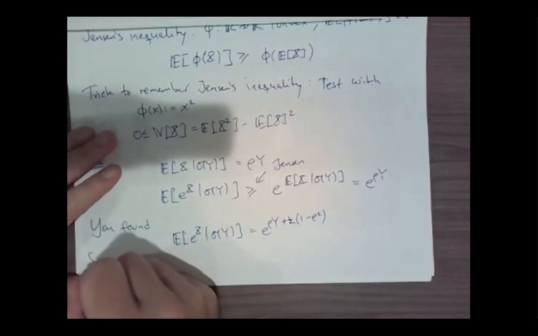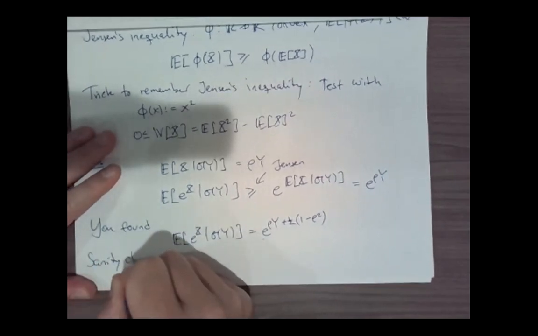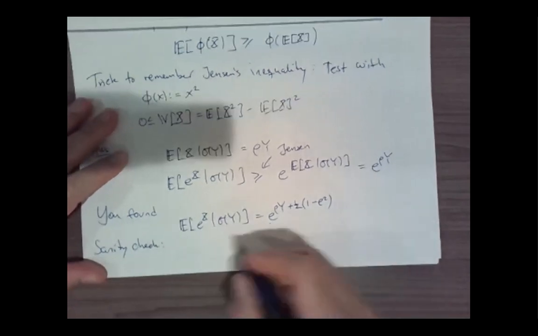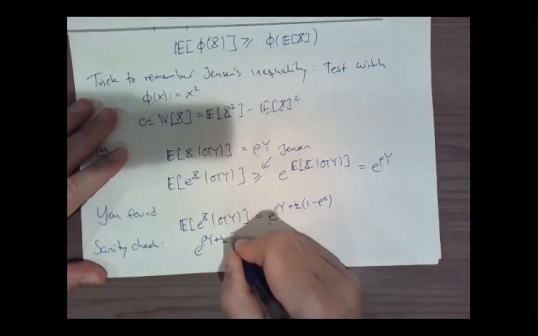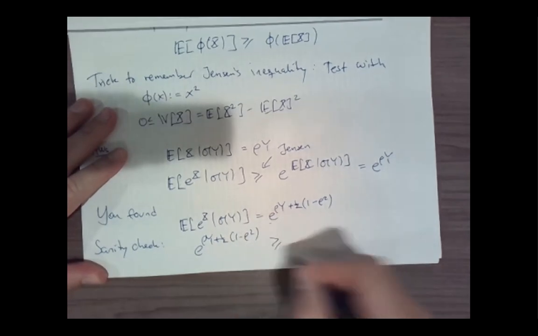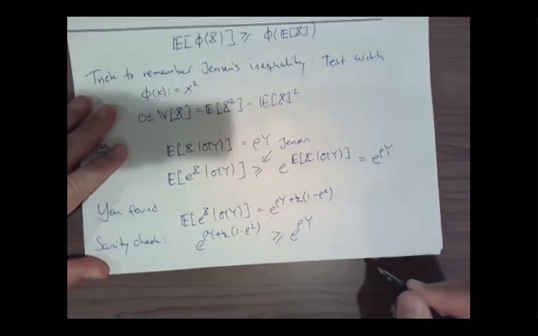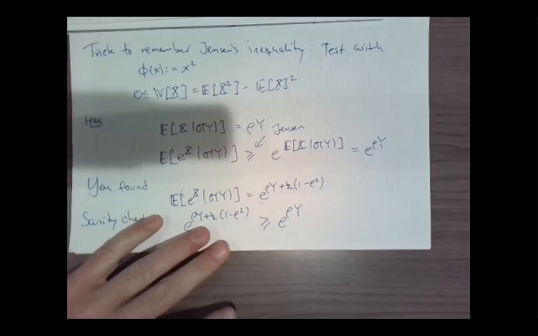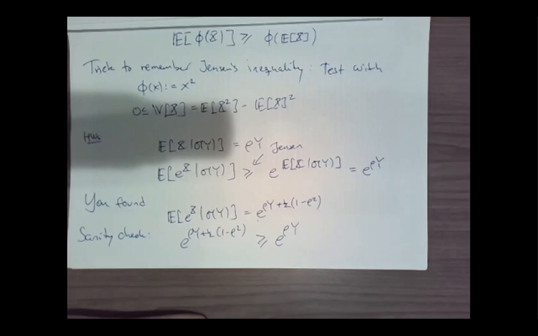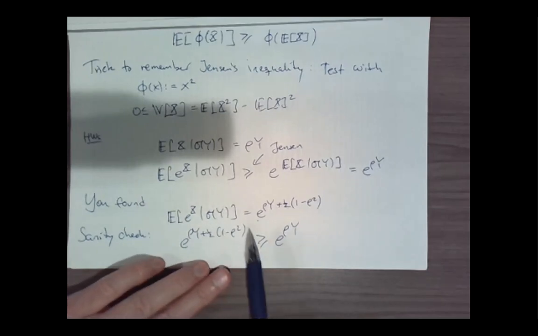A sanity check. Do we really have that e to the rho y plus 1/2 (1 minus rho squared) dominates e to the rho y? Because if it doesn't, then there's a mistake somewhere. And since Jensen's inequality has been around for a long time, the problem is probably not in Jensen's inequality. It's more likely in this calculation here that there's a problem.